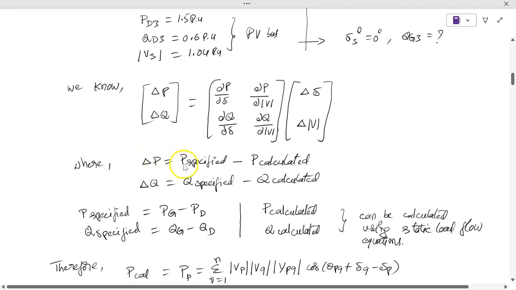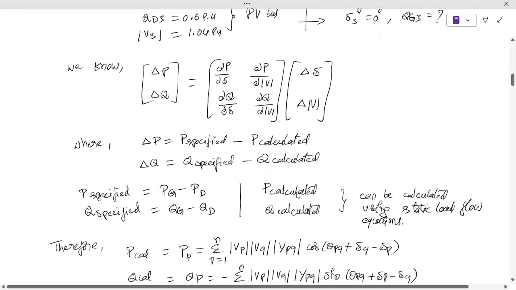Delta P is equal to P specified minus P calculated. Similarly Q also, Q specified minus Q calculated. We know that the generation and demand values are already given. The difference between generation and demand is nothing but P specified. So P specified is equal to Pg minus Pd, and similarly Q specified is equal to Qg minus Qd. Already we have all generation values and demand values, so we can calculate these two, simple. And what about P calculated and Q calculated?